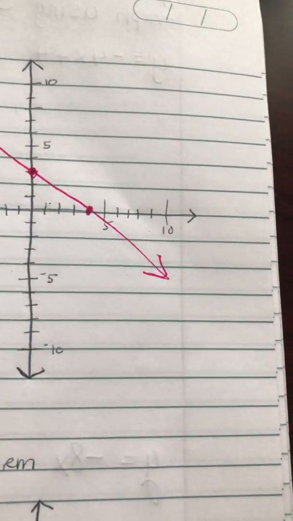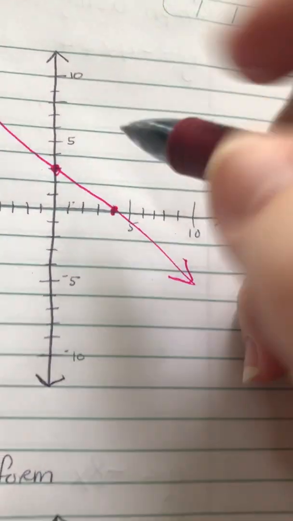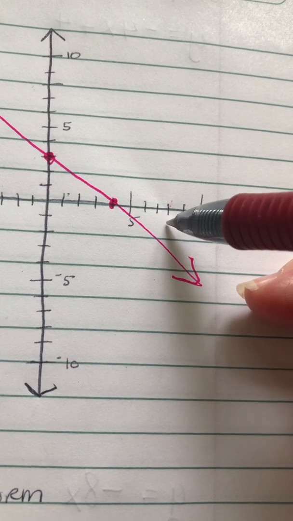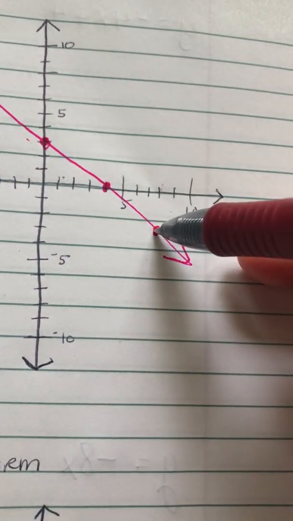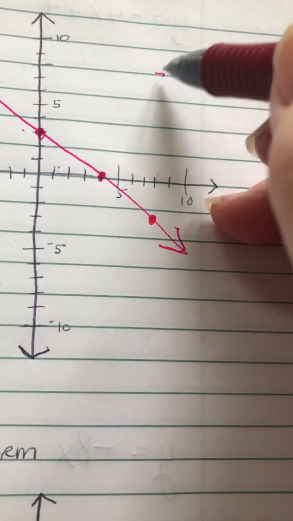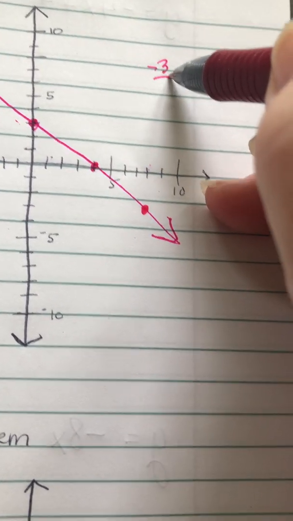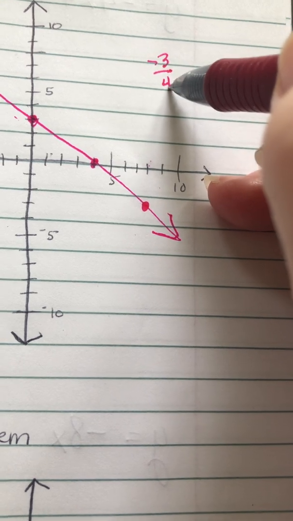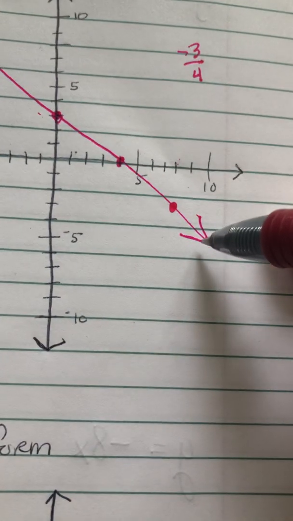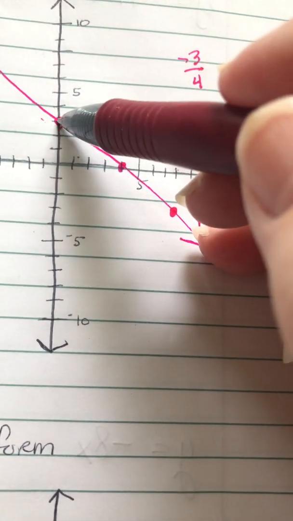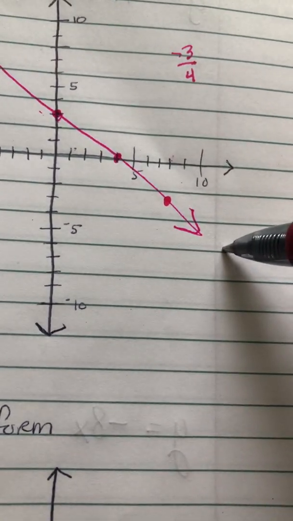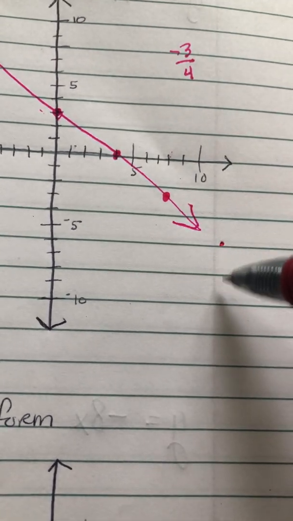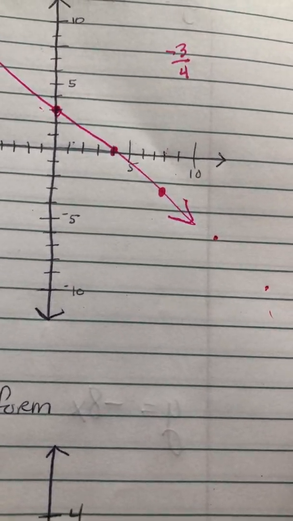Let's look at it. So if we go over here and we go to 8 and we go down to the negative 3, sure enough, it lands right here on our line. Okay, so slope, that negative 3 over 4, it's saying to get from any point to any other point on the line, you go down 3 over 4, down 3 over 4. You can find some more. Down 3 over 4.